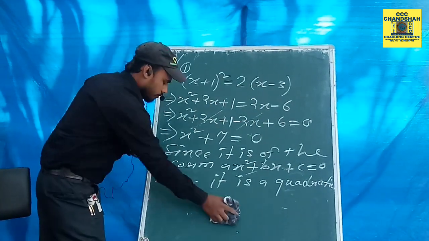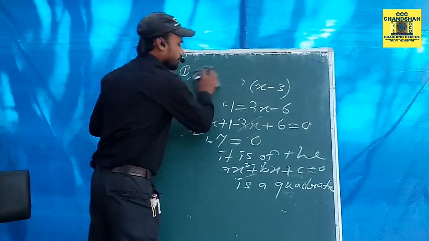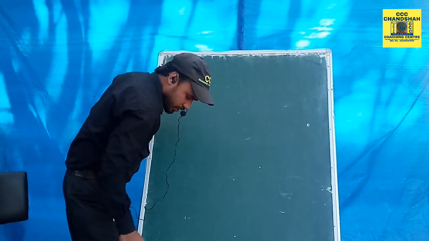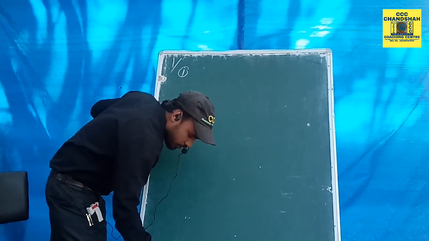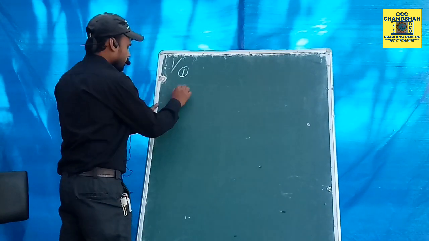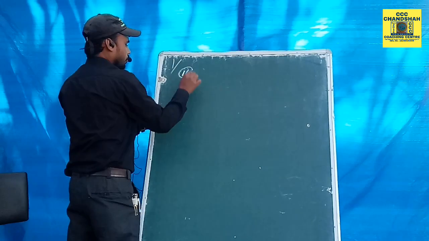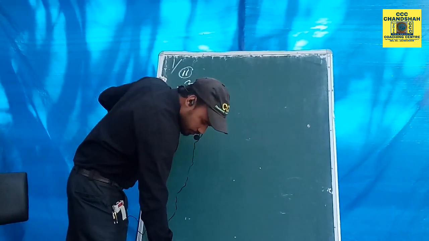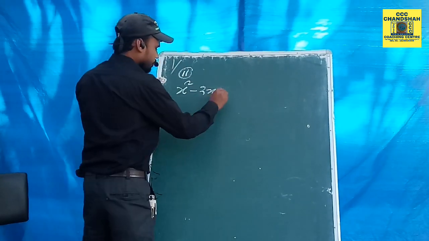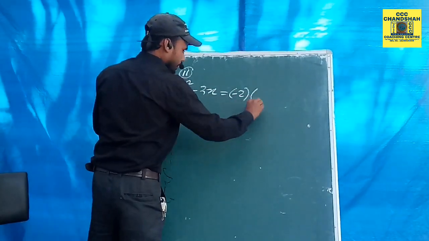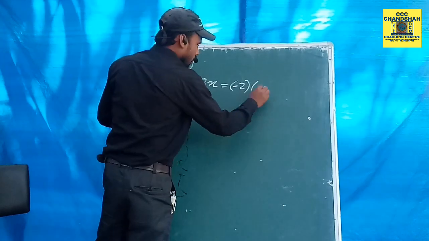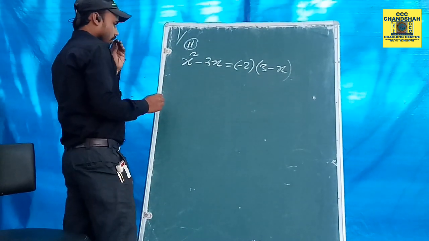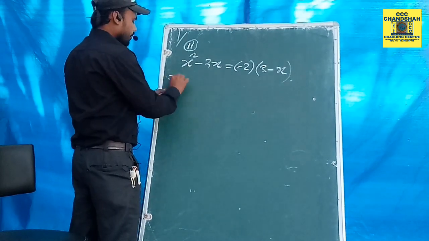Okay, now we will go to the next question. Question number 2. X square minus twice x is equal to minus 2 into 3 minus x. In the same manner, you can do it.